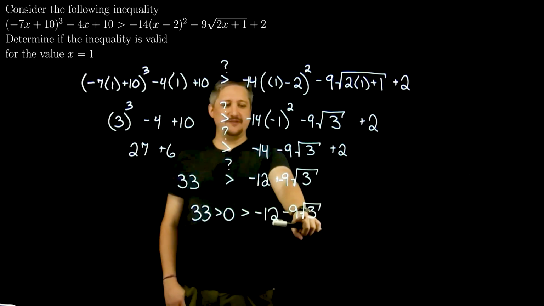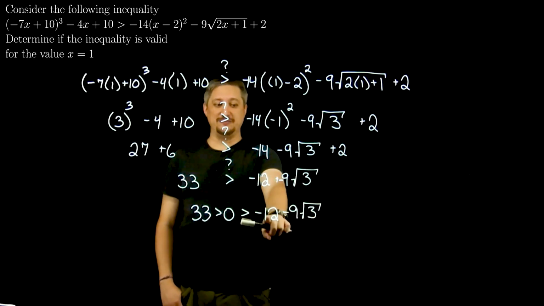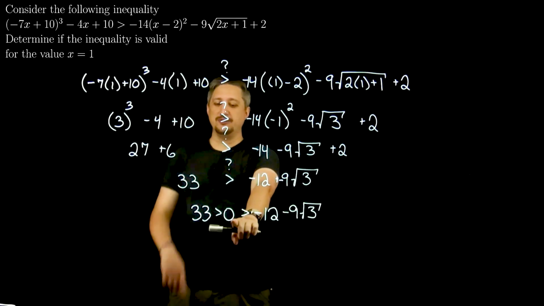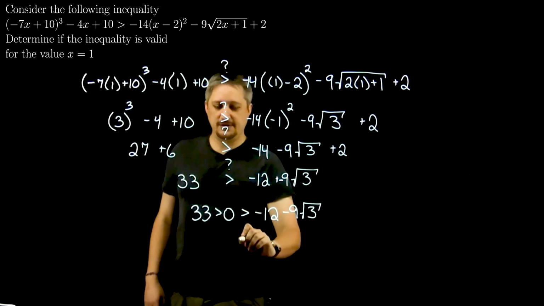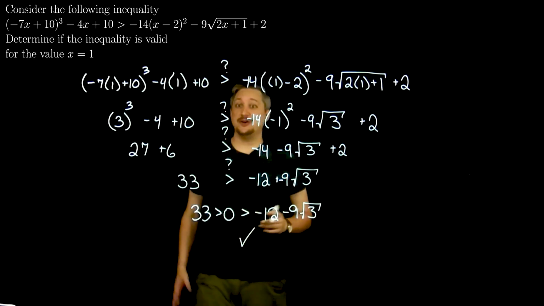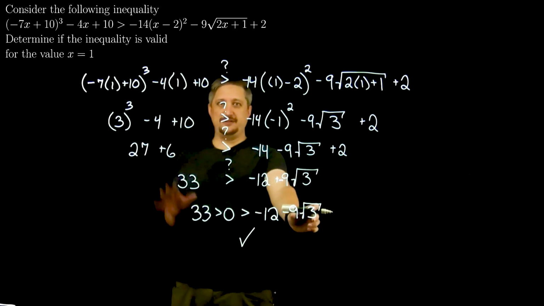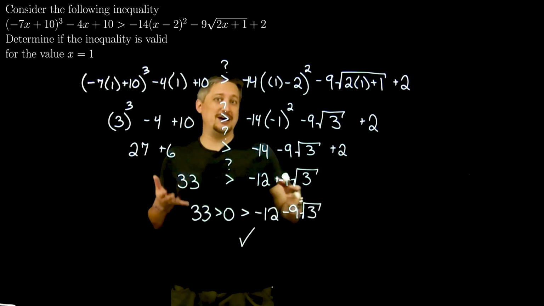Because this is negative, and then I'm subtracting more stuff off of it, so it's even more negative. So it's less than 0. This is bigger than 0. That means it worked, right?